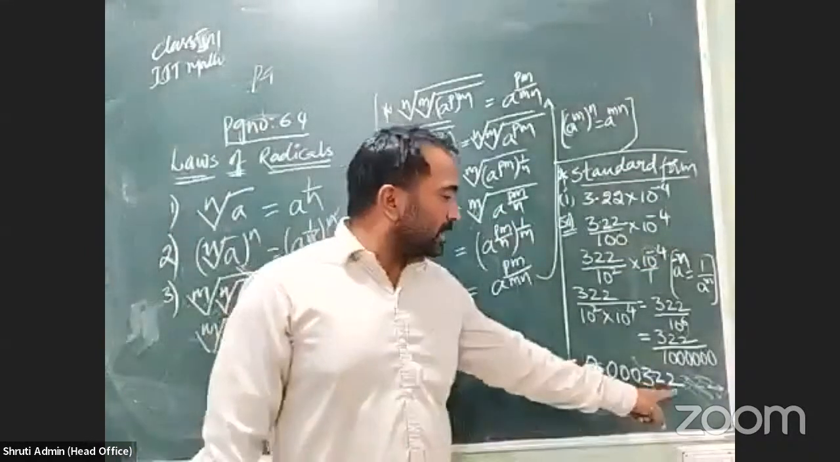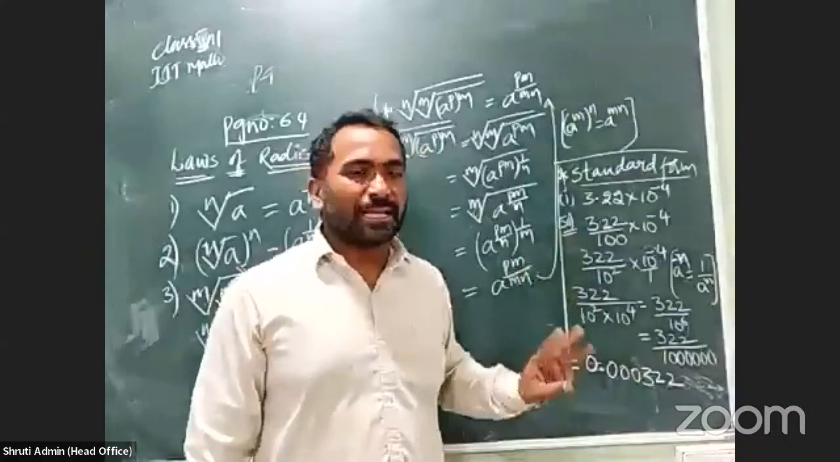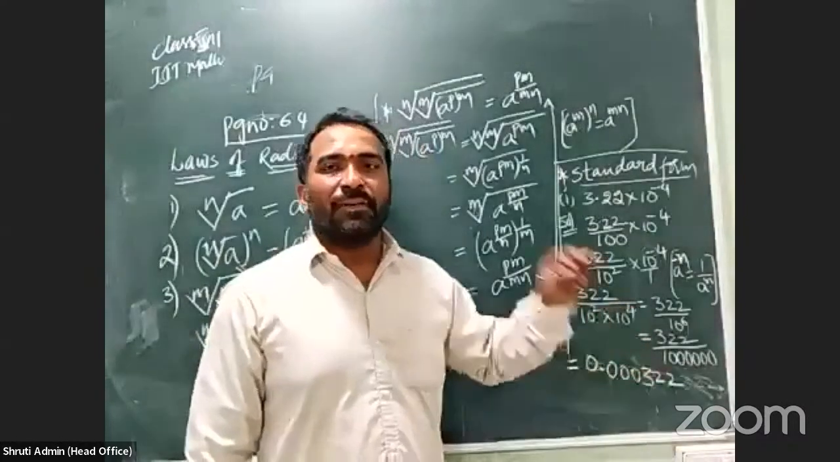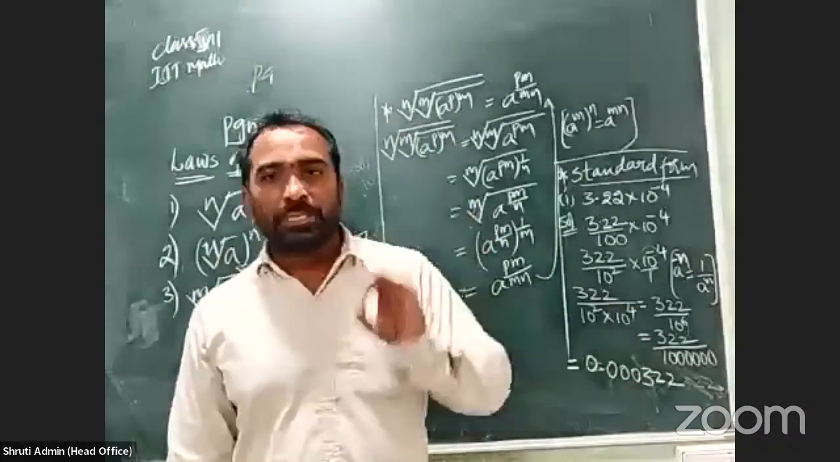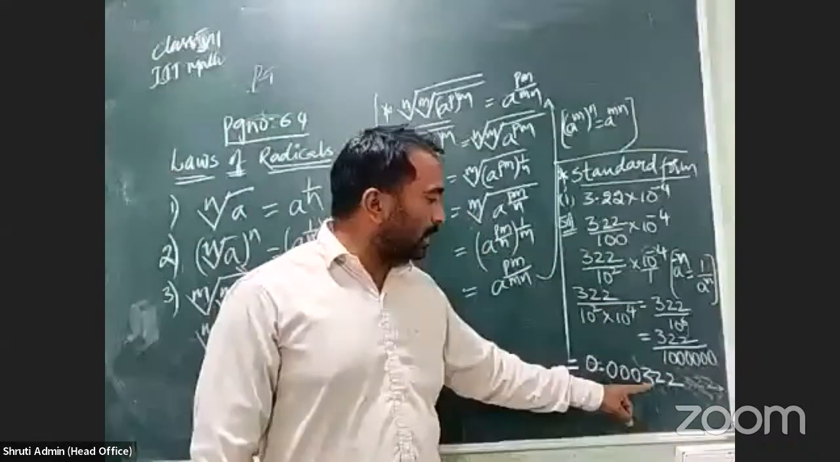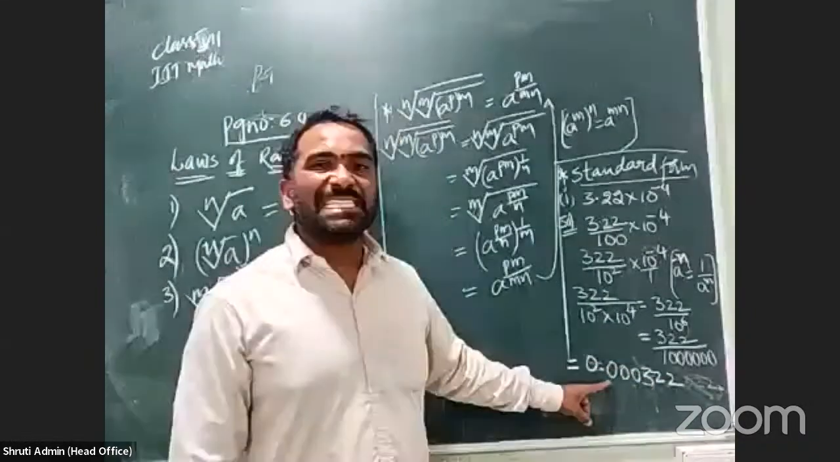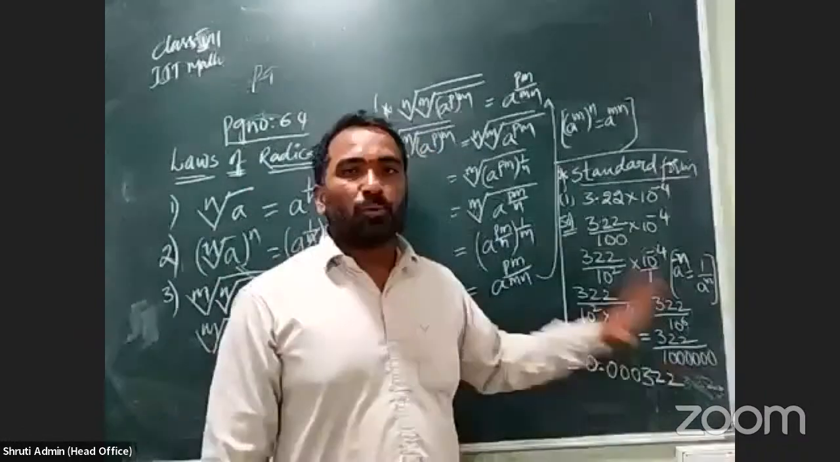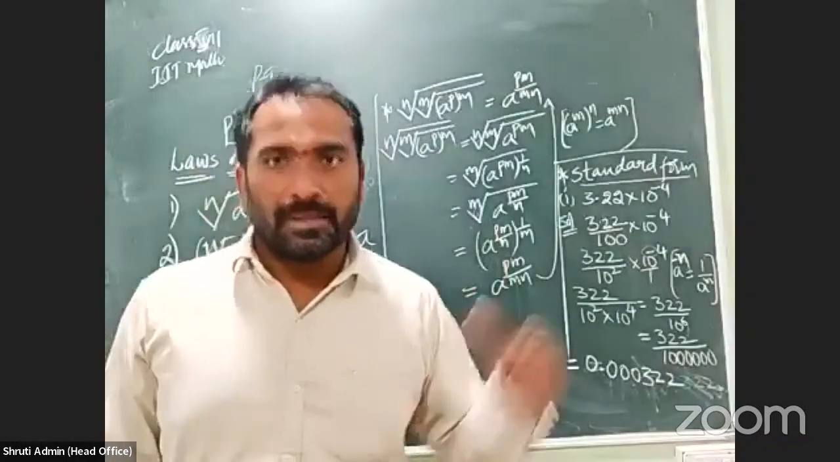Like see, 322 has only 3 digits, 1, 2, 3. Whenever there is no digit, we have to use 0. 1, 2, 3, 4, 5, 6. 6 digits after the point. So 0.000322 is the answer. Understand? Come on, copy down.